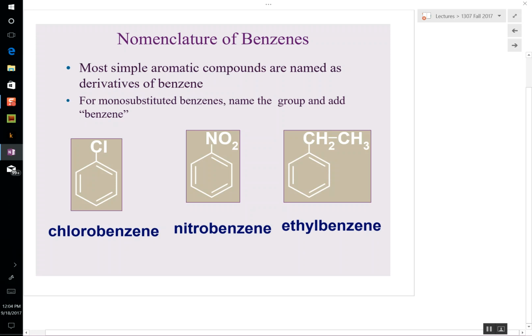Okay, naming other benzene compounds. This is chlorobenzene. Nitrobenzene, with a nitro group on there. Ethylbenzene, an ethyl group. It's not an ethene, it's ethylbenzene.